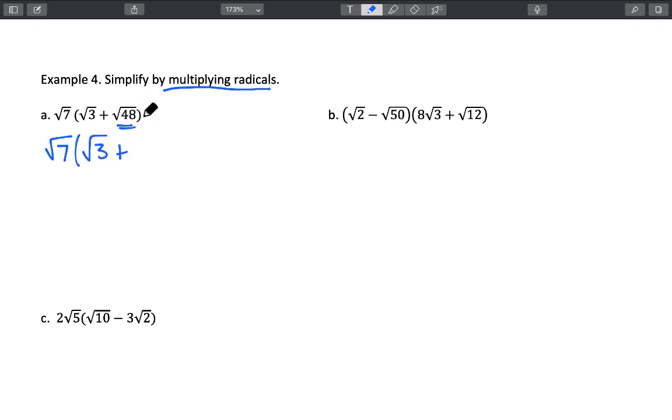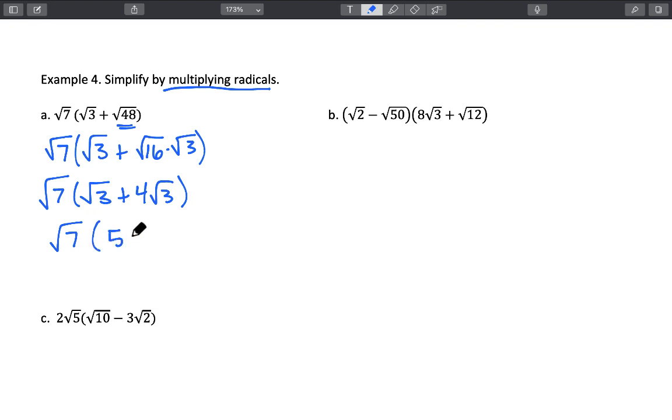We've got the square root of 48 can be broken down into the square root of 16 times the square root of 3. Now, inside the parentheses, I've got root 3 plus the square root of 16 is 4 root 3. So really, these are like radicals, and I can add them together. I have 1 root 3 plus 4 more root 3, and then I have 7 times that, so that's 7 times 5 root 3. Now, when I multiply, I'm going to multiply the radicands underneath there, and that results in 5 root 21.